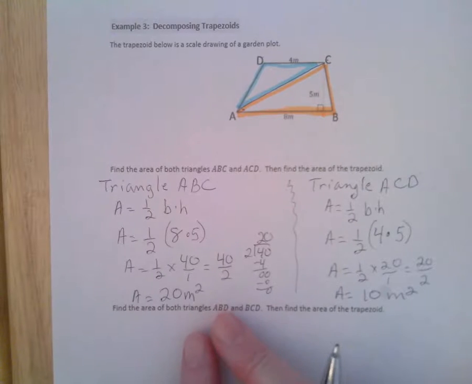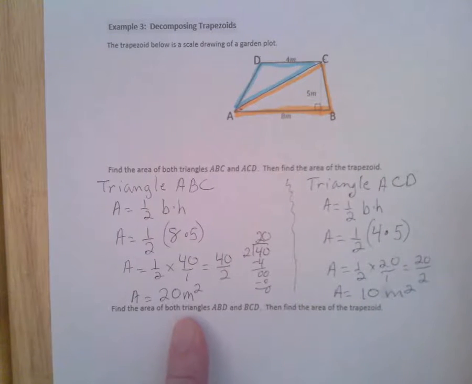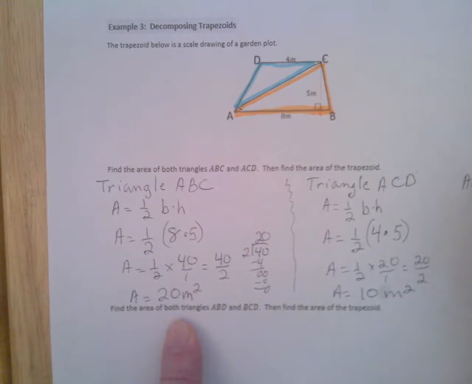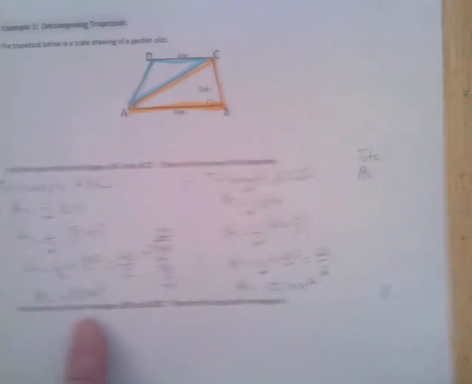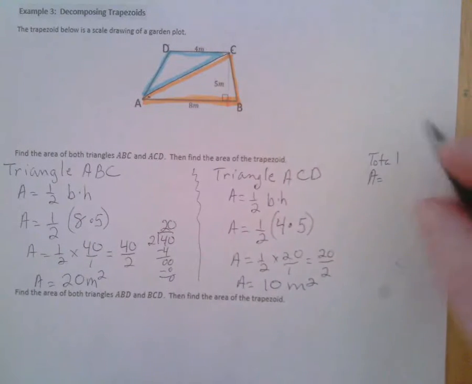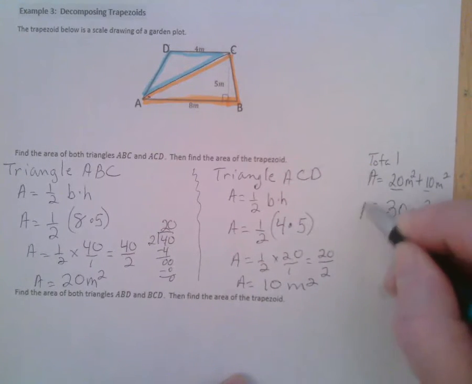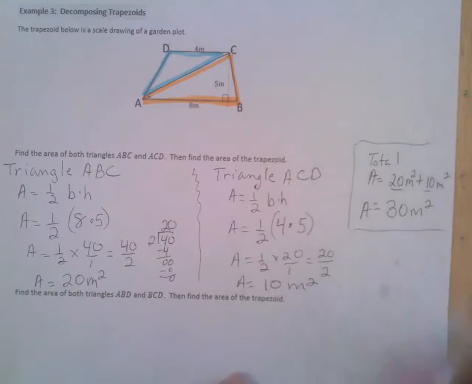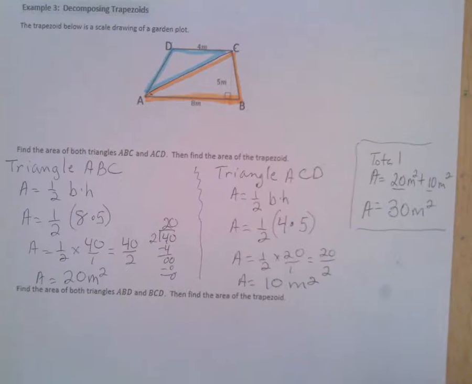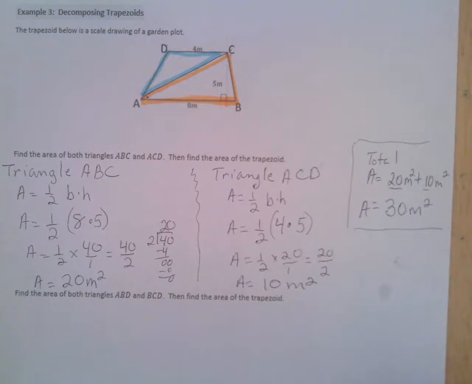And when I go ahead and add these together to find my total area, I would have area, my total area is the 20 meters plus my 10 meters squared. 20 plus 10 is 30 meters squared. So my total area for this trapezoid is 30 meters squared.